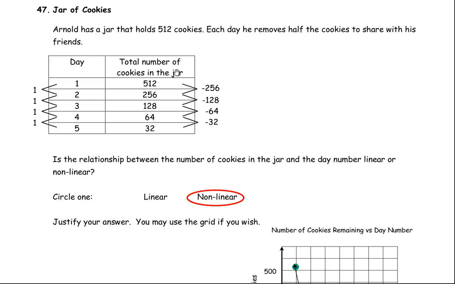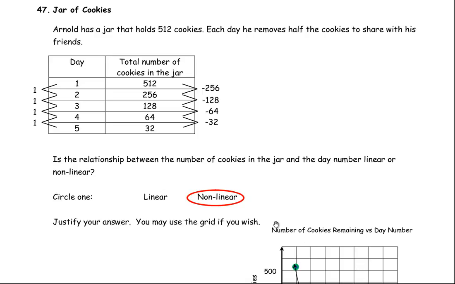And in the table, if you're looking at this online or in the downloaded PDF, this is what you'll see. You don't see these numbers here or here. I'll explain those in a moment. And you're asked, is the relationship between the number of cookies in the jar and the day number linear or nonlinear? And you're asked to circle one and then justify your answer. It says you may use the grid if you wish, and I'm going to show in my solutions how to use the grid or not.